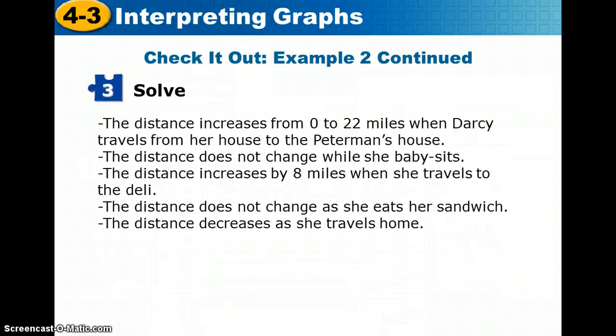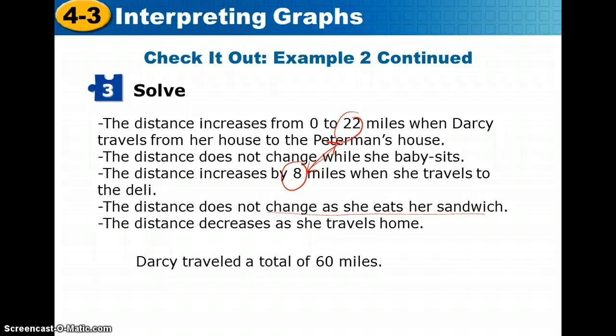Let's solve. The distance increased 0 to 22, so there's 22 miles. She traveled to the deli. She's not moving as she eats her sandwich. And then she went back home. So she had to travel these two distances twice to get back home. Our total distance is 60. 22 plus 8, and then back home 22 plus 8.